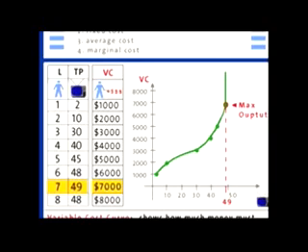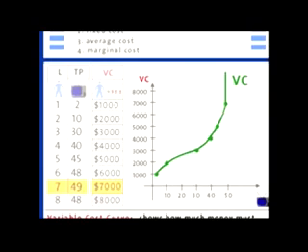One final thing, let me label this curve variable cost, VC. This curve represents the amount of money that you spend on labor to produce a given quantity of output.